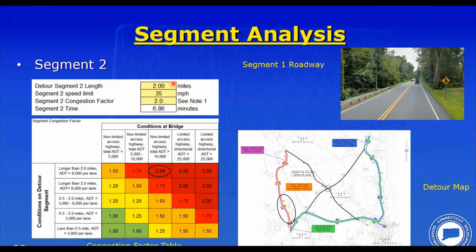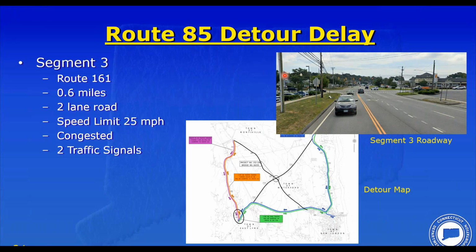However, when we look at the congestion, we are still dealing with high ADT, traveling over a significant distance. So we end up with a congestion factor of 2.0, 6.8 minutes to traverse this section of the detour. Now it's getting a little dicey.